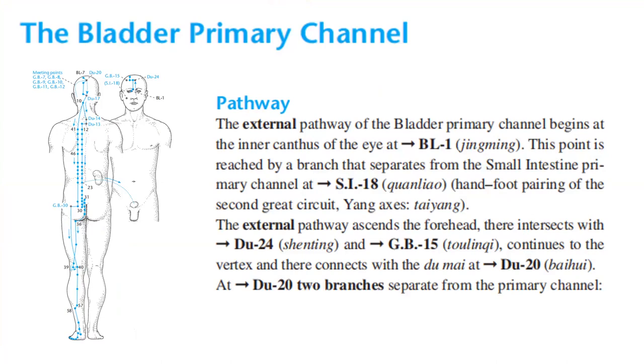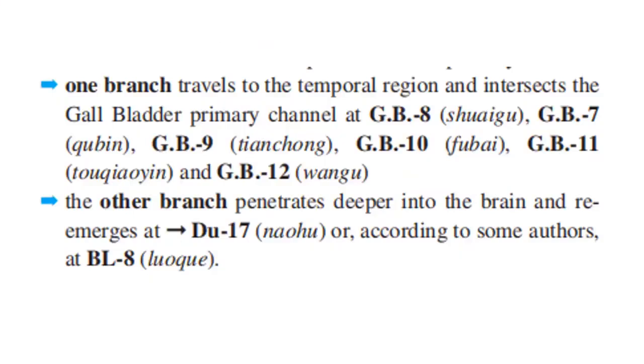The external pathway ascends to the forehead, where it intersects with DU24 and GB15, continues to the vertex and there connects with the Du Mai at DU20. At DU20, two branches separate from the primary channel. One branch travels to the temporal region and intersects the gallbladder primary channel at GB8, GB7, GB9, GB10, GB11, and GB12. The other branch penetrates deeper into the brain and re-emerges at DU17, or according to some authors, at bladder 8.